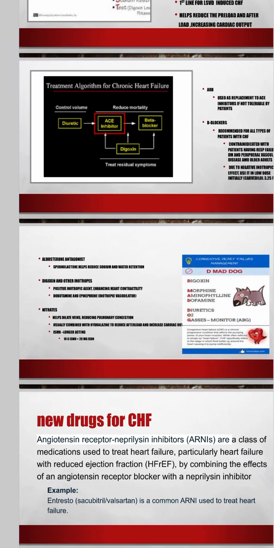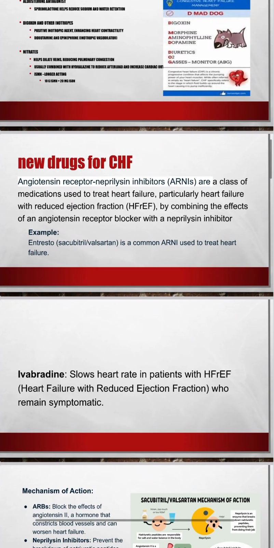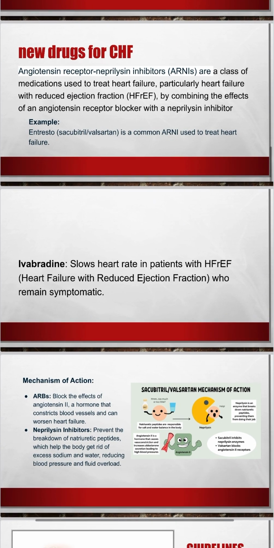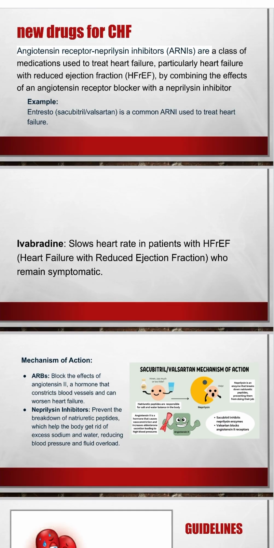Now, aside from these choices, there are also new drugs for chronic heart failure. So, we have here angiotensin receptor neprilysin inhibitors, or the ARNIs. This is a new class of medications used to treat heart failure, by improving the ejection fraction. So, the ARNIs would help improve the ejection fraction by combining the effects of an ARB and a neprilysin inhibitor. So, a good example of this is Entresto, which is a combination of sacubitril and valsartan.